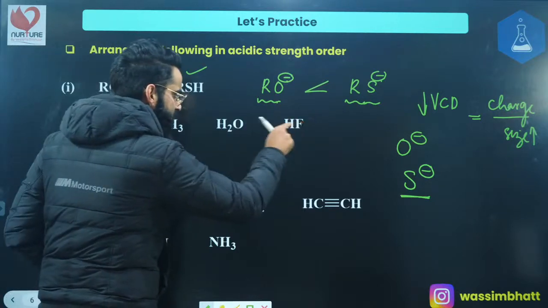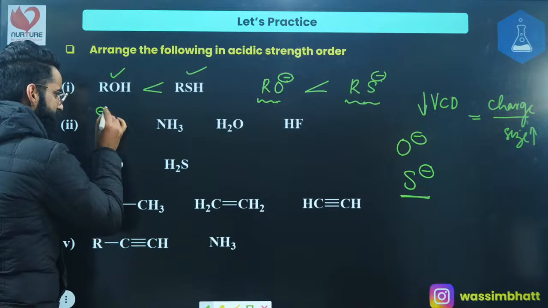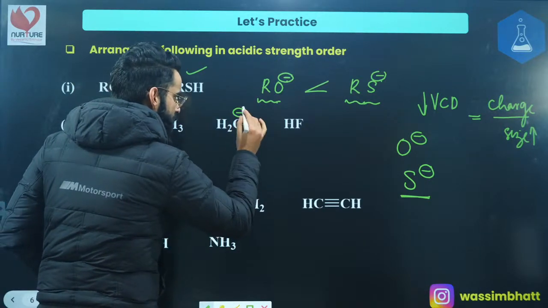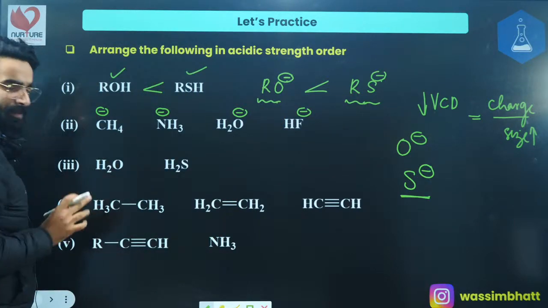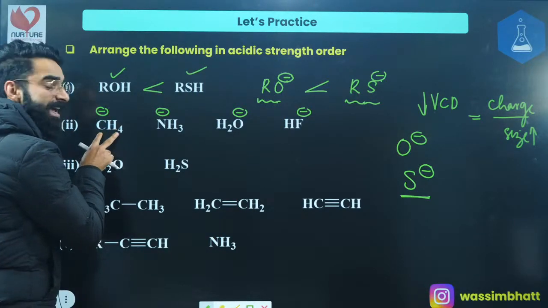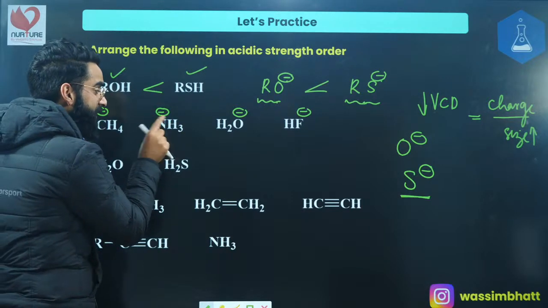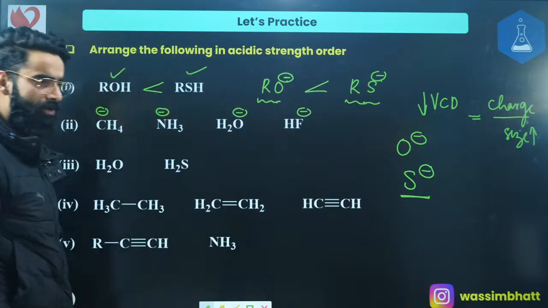Compare the acidic strength of the following. Have a look. Take H positive out from here, there will be a negative charge on carbon. Take H positive out from here, there will be a negative charge on nitrogen. Take H positive out, negative charge on oxygen. Take H positive out, negative charge on fluorine. Now I have the conjugate bases. Conjugate base of CH4 is CH3 negative. Conjugate base of NH3 is NH2 negative. H2O gives OH negative. HF gives F negative. I got the conjugate bases.